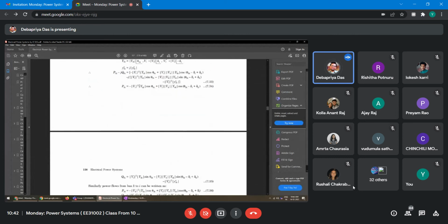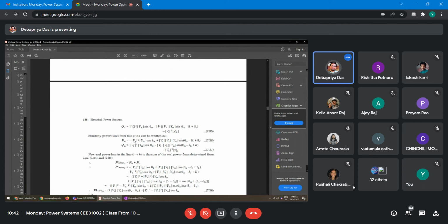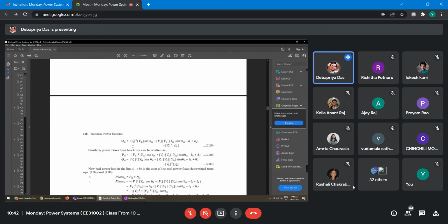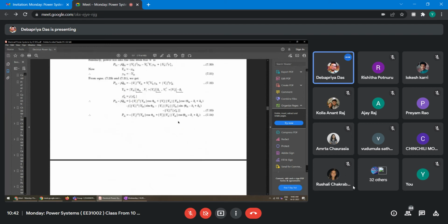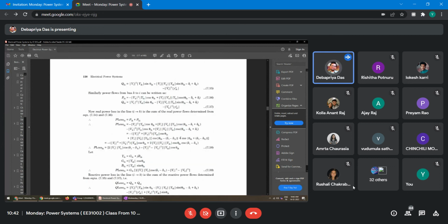If you see, therefore Pik will be this much, and Qik will be this much. Similarly, if you derive on your own, making Pki and Qki, you will get this one. I believe there is no typographical error here; everything is correct. So this will be Pik, this will be Qik. Similarly, for this bus, if you derive, then Pki is equal to this much and Qki will be this much. Just now I told you that P loss ik will be Pik plus Pki.